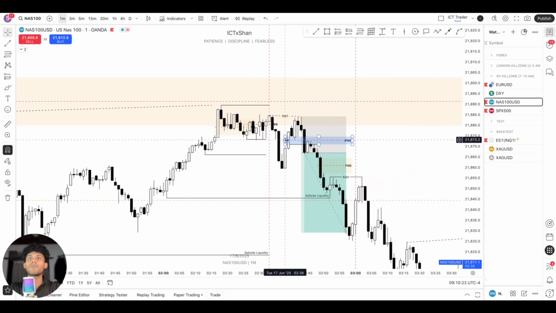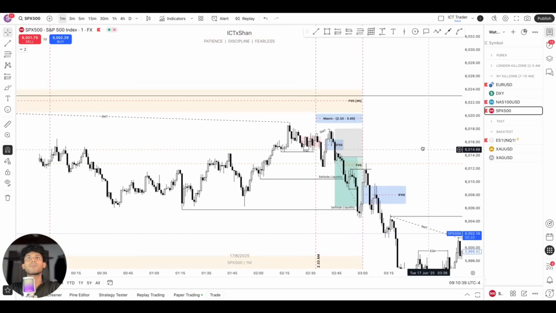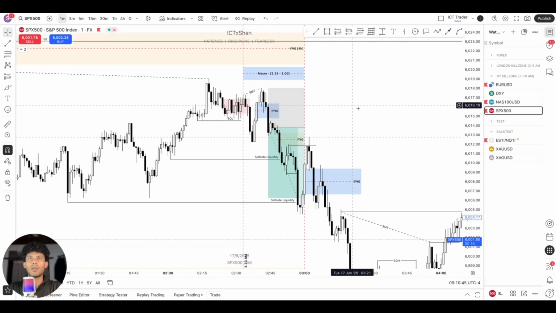So here I found that there was an inverse fair value gap. If you don't know any of these terms, don't worry about that. I'll tell you about these later. And the same inverse fair value gap in the S&P 500 as well. So from that onwards, I look for entry.